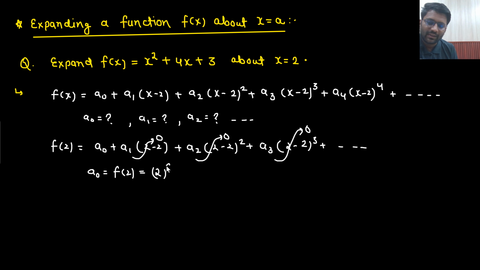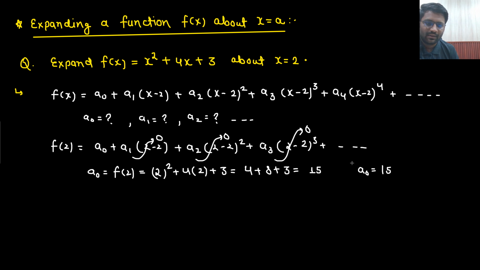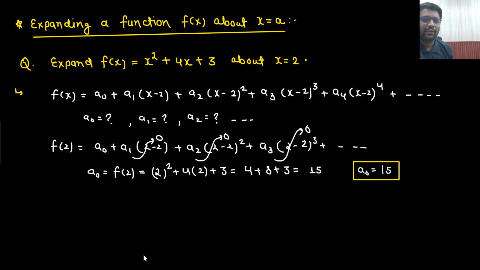So sir, f(2) will be nothing but 2 square plus 4 into 2 plus 3. That will be, sir, 4 plus 8 plus 3. So that will be nothing but 15. So the value of a0 is coming out to be 15. Understandable? So this is what we have done. Okay, so the a0 value we have found out. Now I thought, how do I find out the value of a1?